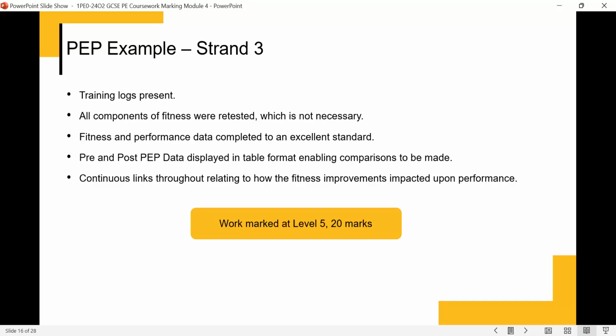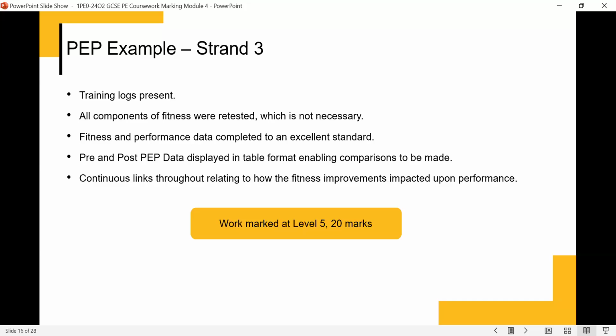Okay, strand 3. The evaluation of the fitness and performance data was completed to an excellent standard with appropriate use of data to help compare the differences in pre and post PEP results. Likewise, some of the fitness tests were not required to be conducted post PEP. The candidate retests all components of fitness, which is not necessary. However, the data from the other components tested was used effectively when justifying improvements in performance. Key factors as to why this section achieved top marks is the candidate's ability to include relevant and possible adaptations, as well as the continuous link on how improved fitness standards have also improved performance. So the candidate's work matches the top of level 5 for strand 3 with 20 marks awarded.